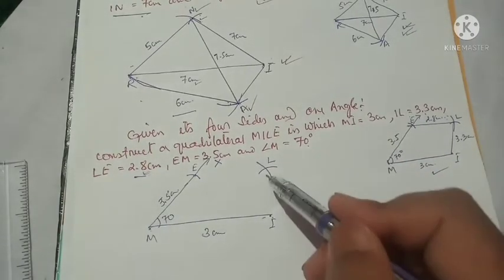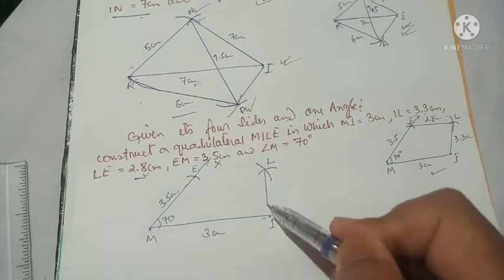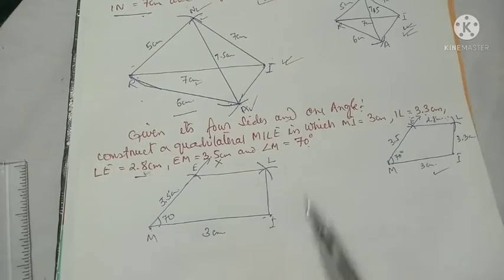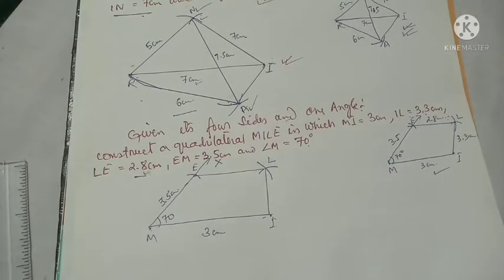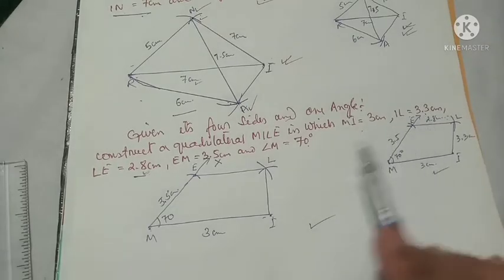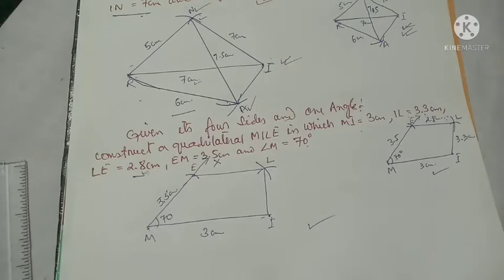Now we can join LI and LE. This is the required MILE, hence MILE is the required quadrilateral. In this way we can construct a quadrilateral by using 4 sides and 1 angle. Next, we'll see another example.